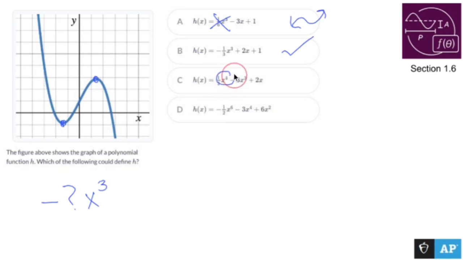Does this give me a leading coefficient of negative? No, that's x to the fourth. That's going to look more like the w. And this is a negative x to the fourth, an upside down w. No, no, no. B, baby. B is for baby.